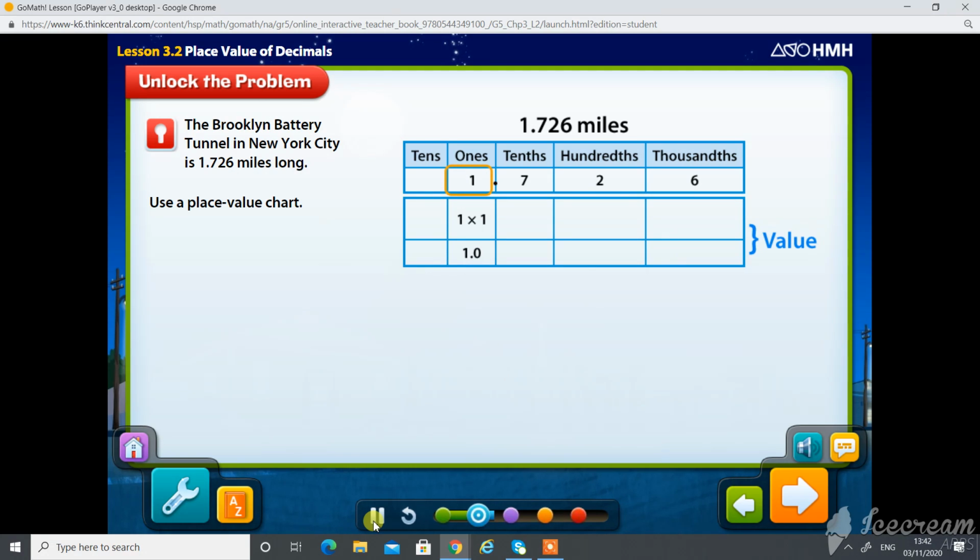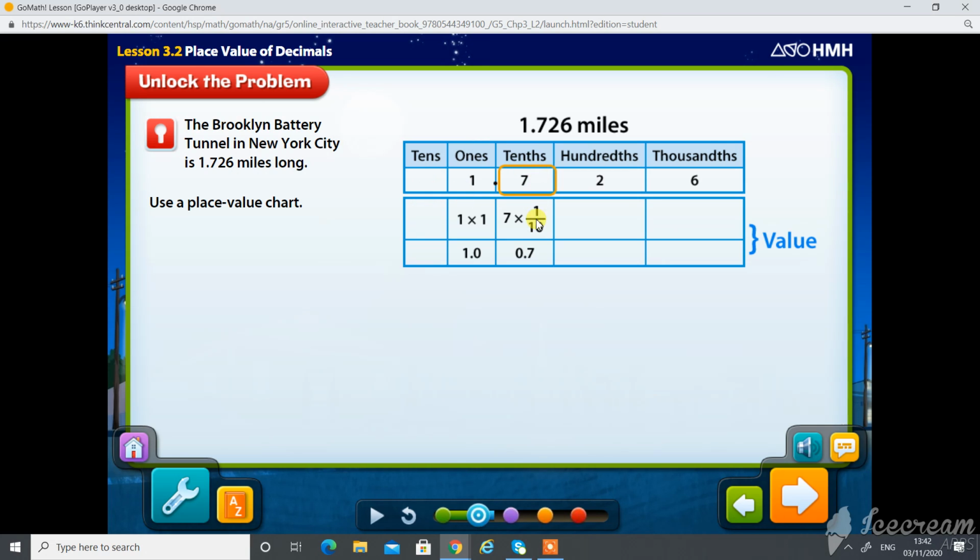Let's look at the value of each digit. The value of a digit in the ones place is the product of itself and 1. See, girls, whatever you see in the ones place has to be multiplied by 1, because the place is ones. If it is tens place, you need to multiply by 10.